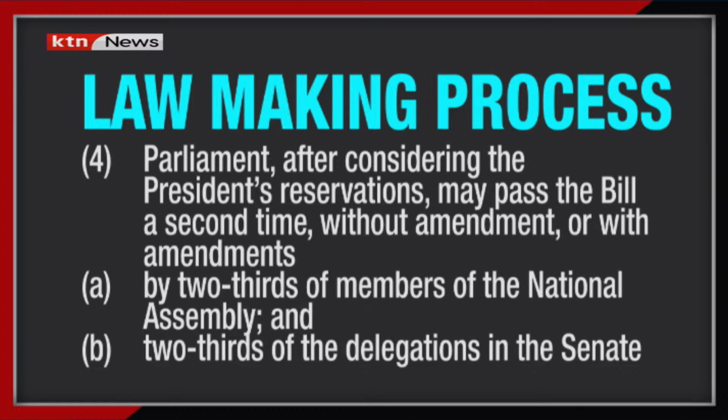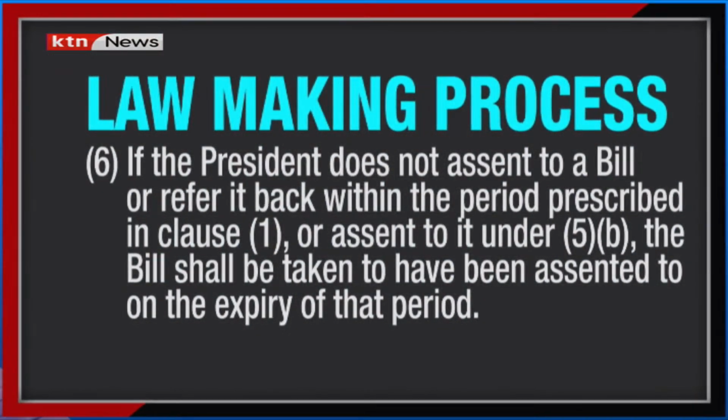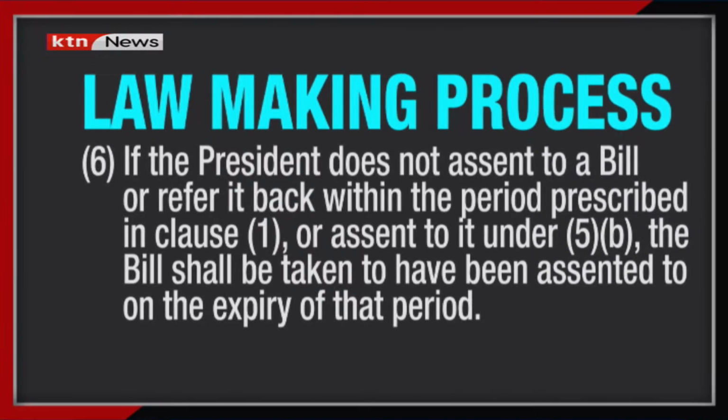Let's move on now. Away from that, next slide. If the president does not assent to a bill or refer it back within the period prescribed in clause 1, which is 14 days, or assents to it under 5B, the bill shall be taken to have been assented on the expiry of the period. Meaning within the 14 days, if the president doesn't refer it back to Parliament or doesn't assent to it, what happens is automatically that bill becomes law at the expiry of 14 days.